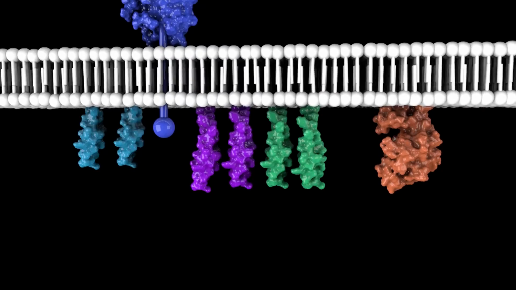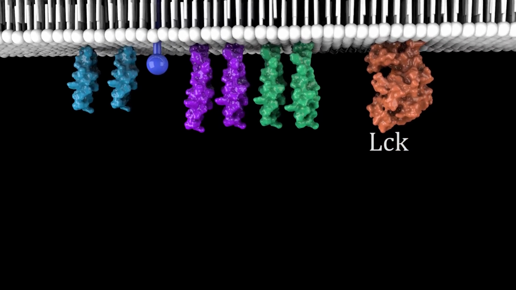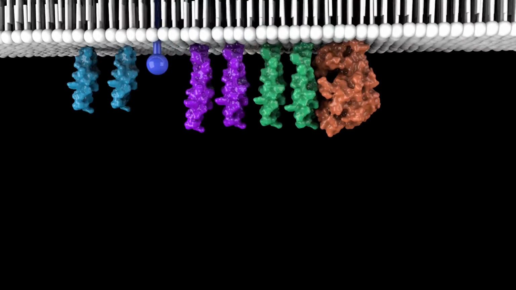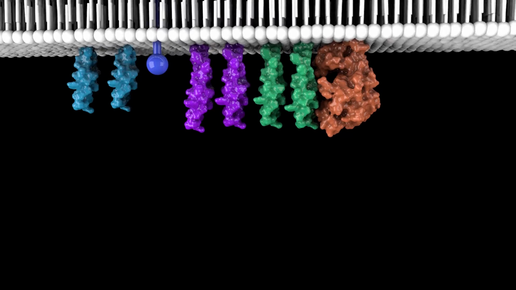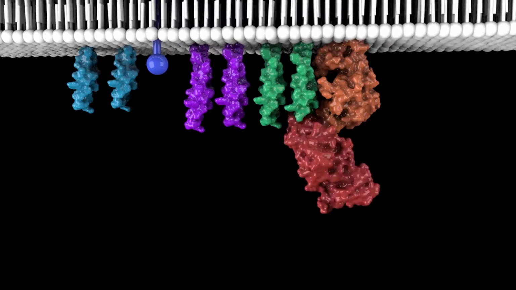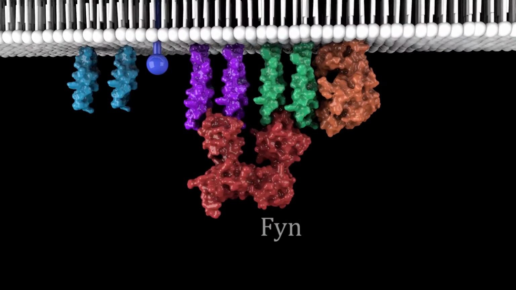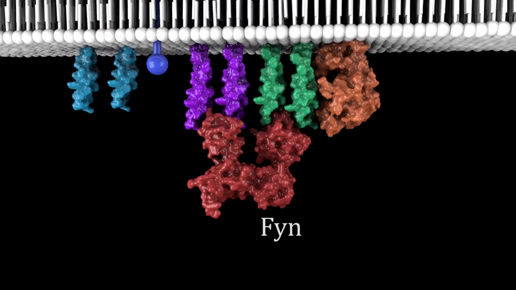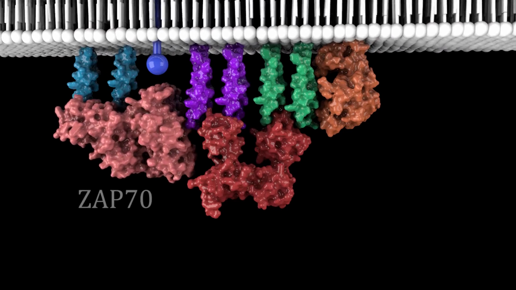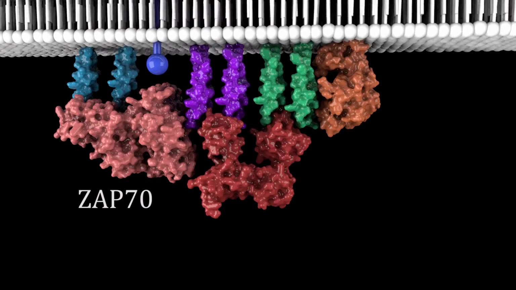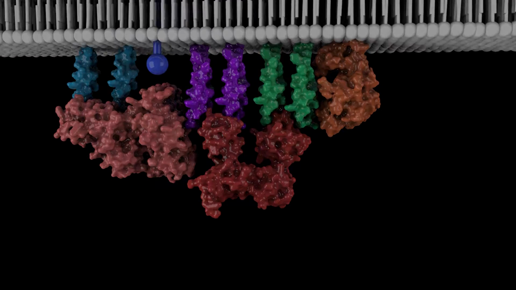The LCK tyrosine kinases in the lipid raft phosphorylate ITAMs on CD3 co-receptors, leading to adaptive protein recruitment and a phosphorylation cascade. The first adaptive protein which is recruited is FYN. FYN gets phosphorylated and in turn recruits ZAP70, which is then phosphorylated and continues the phosphorylation cascade.